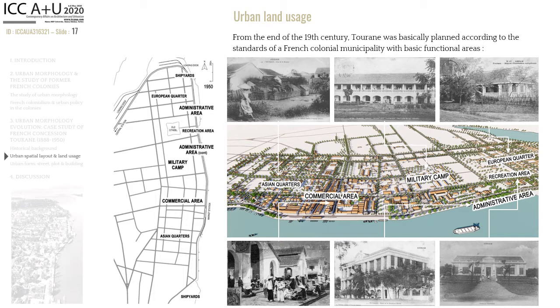The map and the photo describe the distribution of functional areas in the city center. We can see from the map that the quarters of Asians and Europeans were distributed on the two sides of the city. The commercial area was located in the center. It plays the role of a natural boundary between the Asians and the Europeans. Besides, the military camp and recreational area were distributed next to the administrative area.